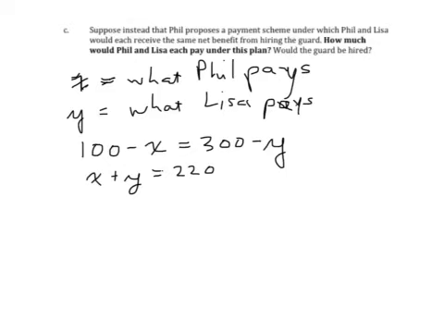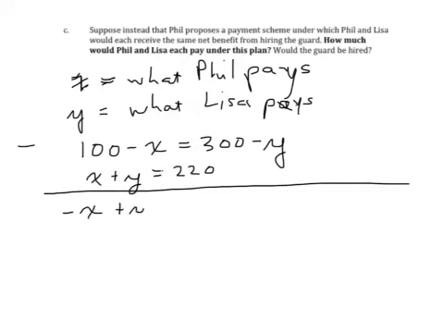And that's a linear system. There's a lot of ways to solve a linear system. My favorite way, I think probably because I learned it at whatever stage I learned this stuff, I can't remember now. It's been a long time. I'm going to add y to both sides of the first expression and subtract 100 from both sides. And I'm going to end up with the following. Negative x plus y equals 200.